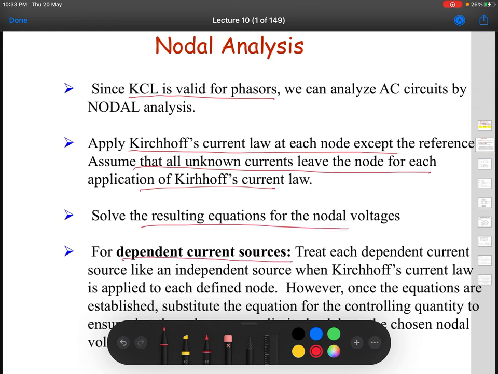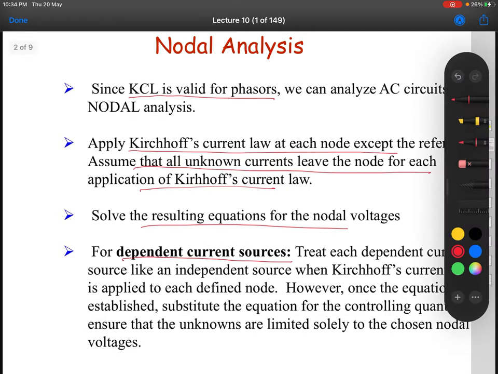Now, if there are dependent current sources or dependent voltage sources, then you treat them as normal current or voltage sources in the circuit, and write the equation in the variable form, whatever variable is given, and later on you substitute that value. So it is as easy as that, as you do for a DC circuit. So let us take up an example and see how this is done.